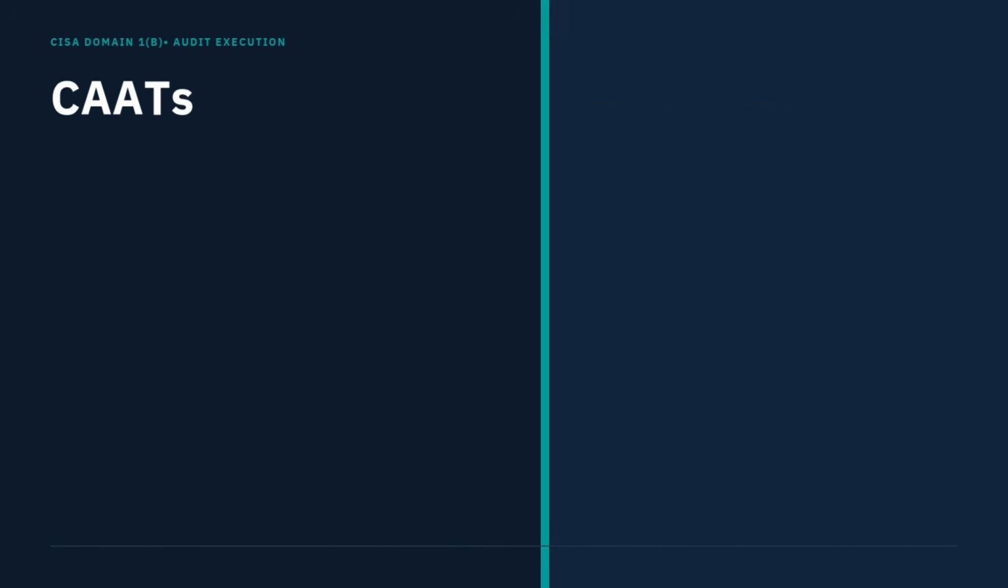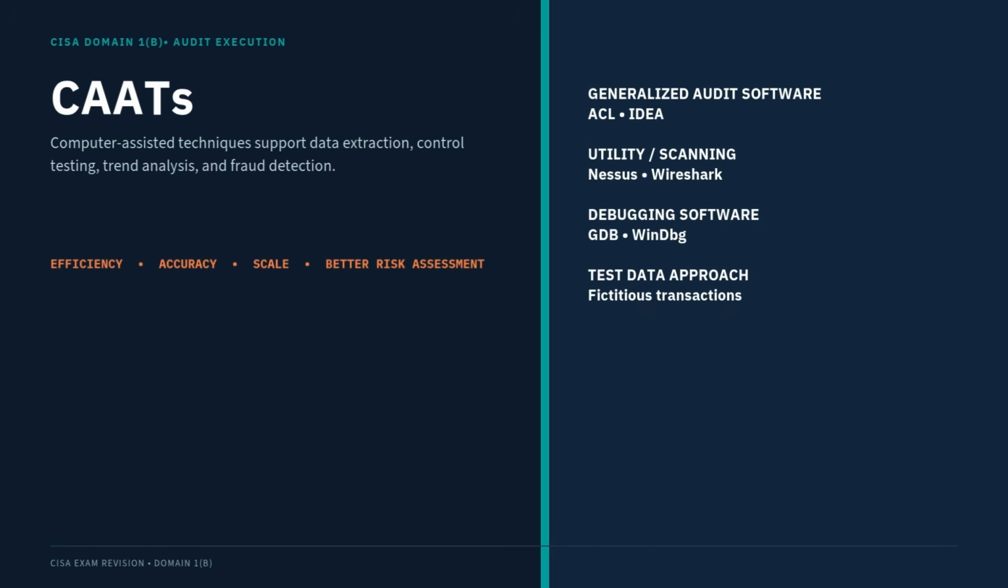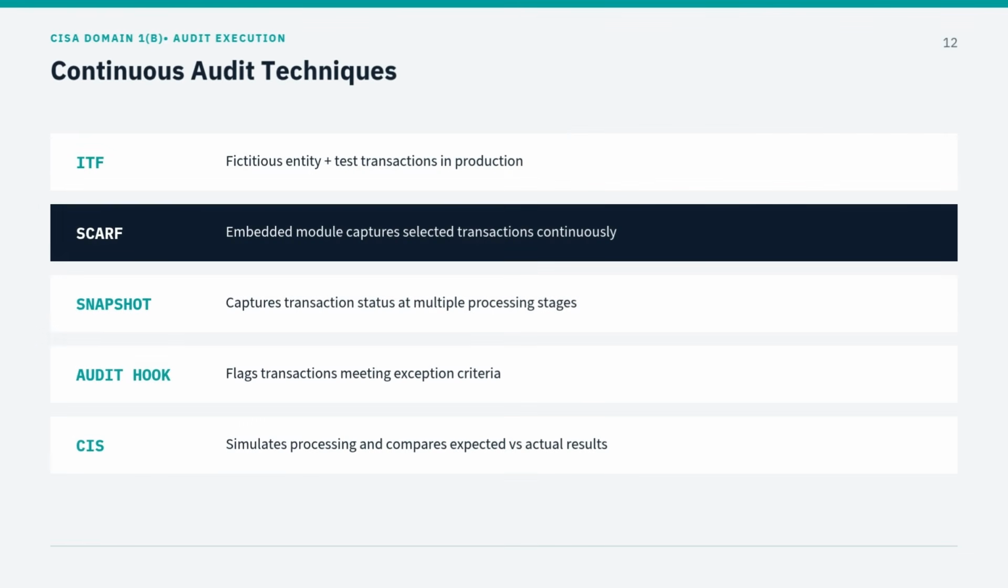Now, CAATs, Computer Assisted Audit Techniques. CAATs enhance audit efficiency, accuracy, and scale. They support data extraction, control testing, trend analysis, and fraud detection. Examples include generalized audit software, scanning tools, debugging software, and test data approaches.